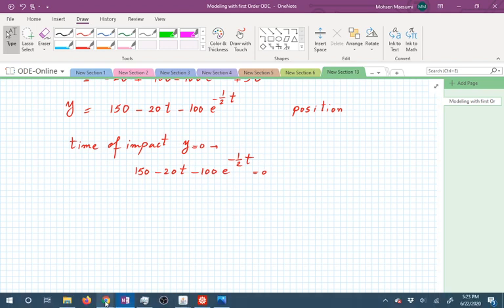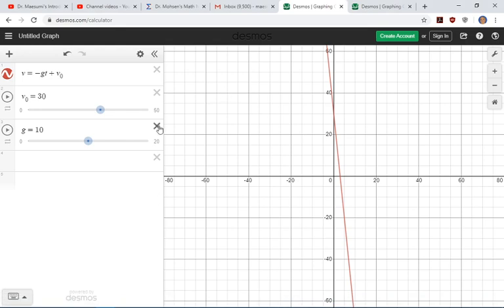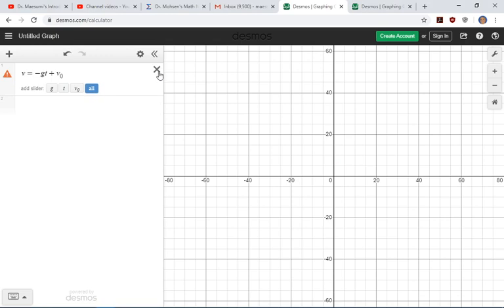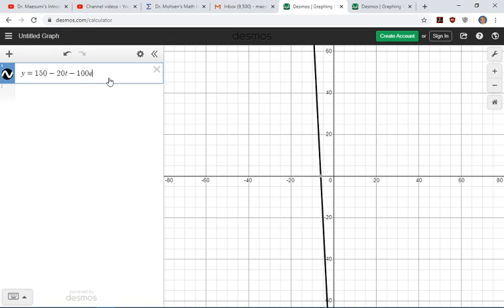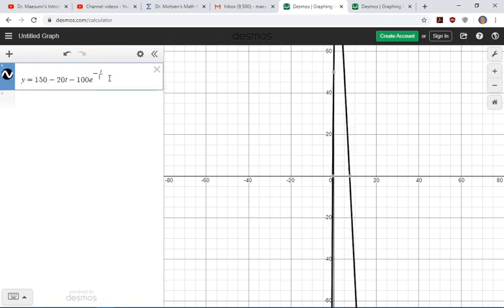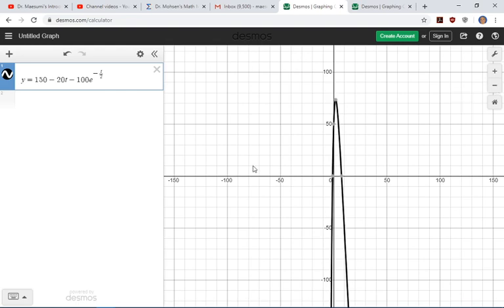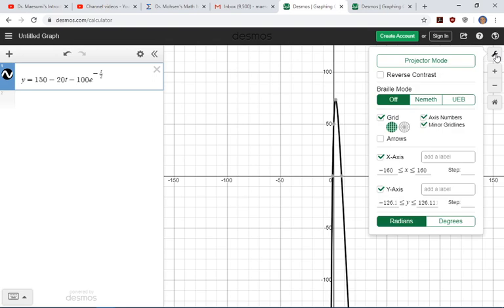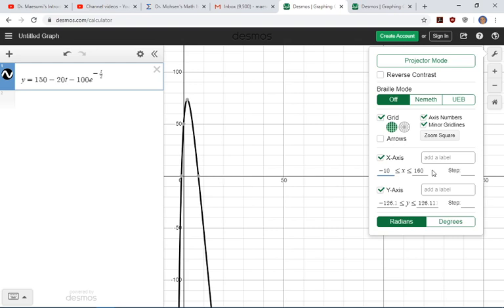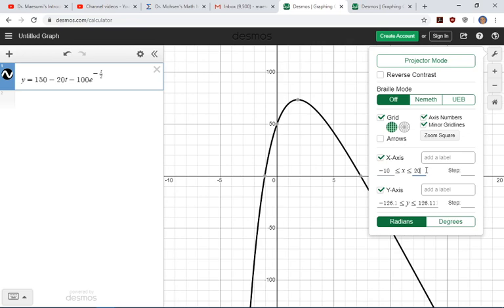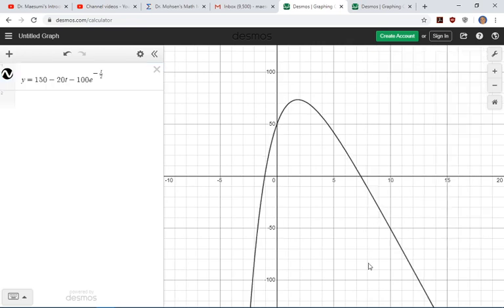Let's go back to Desmos. Erase these. y is equal to 150 minus 20t minus 100 exponential of minus t over 2. Let me shrink this a bit. Perhaps expand it also to play with the window. You can open the range here. I want to open the x-axis. I essentially need to see it from, say, minus 10 to this neighborhood of about 20, so I don't need to be all over the place. When you do that, the picture comes into focus a lot better.